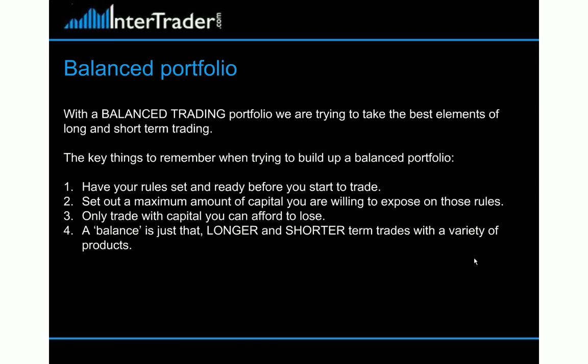A balance is just that: longer and shorter-term trades with a variety of products. So encompass your commodities. Look at your indices. Check out your currency pairs. Is the euro going to be stronger than the dollar? All these things you need to look at. Then pick out what you think is going to be better invested longer term, what's going to be more volatile in the shorter term, and then use the rest of your margin and your capital to trade them short-term, for intraday movements.